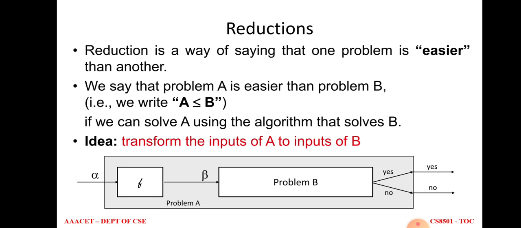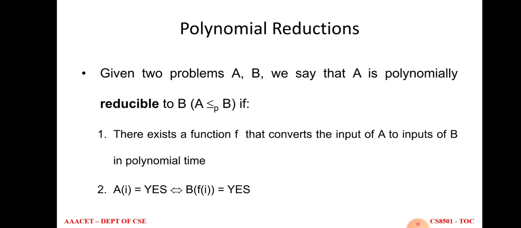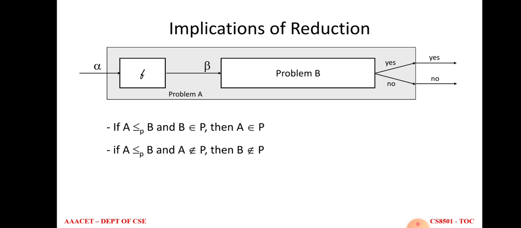The important point here is that the input given for A should also pass to the second problem, capital B. So what is polynomial reduction? For two given problems A and B, we say that A is polynomially reducible to B. It can be rewritten as A reduces to B with polynomial reduction. Here also the problem A can be reduced to another problem B.